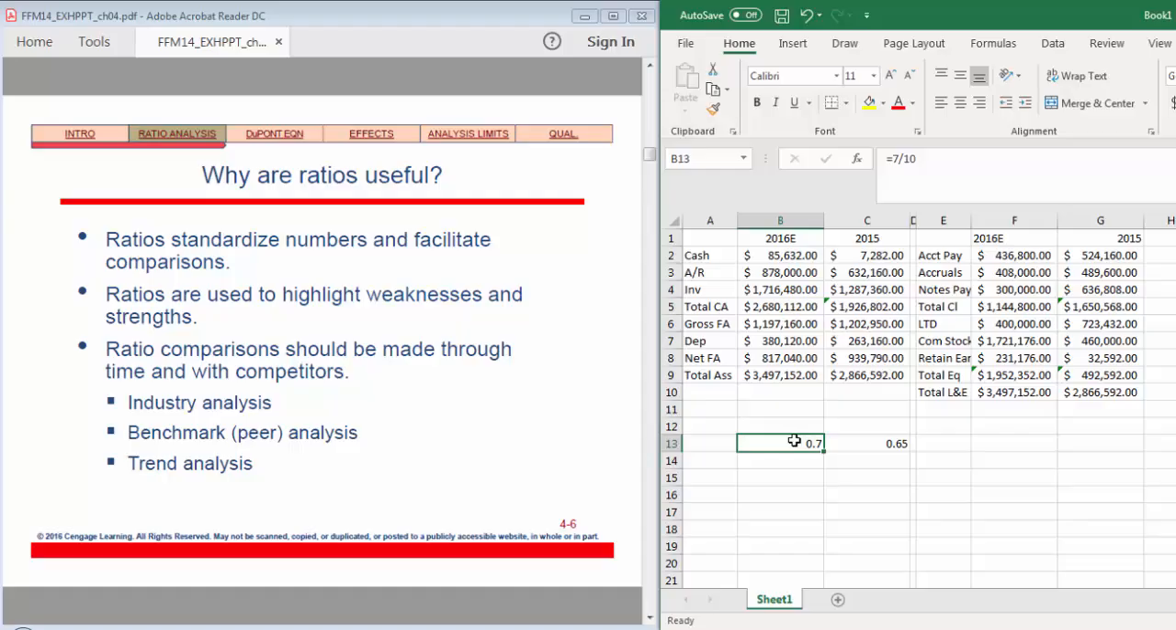Ratios are used to highlight weaknesses and strengths. By making those comparisons easy, the weaknesses and strengths become rather easy for us to understand. Ratio comparison should be made through time and with comparators. That is, there has to be a benchmark. So for example, if I want to compare whether I did better than the previous term, then there has to be a base year from which I can make those comparisons easy.